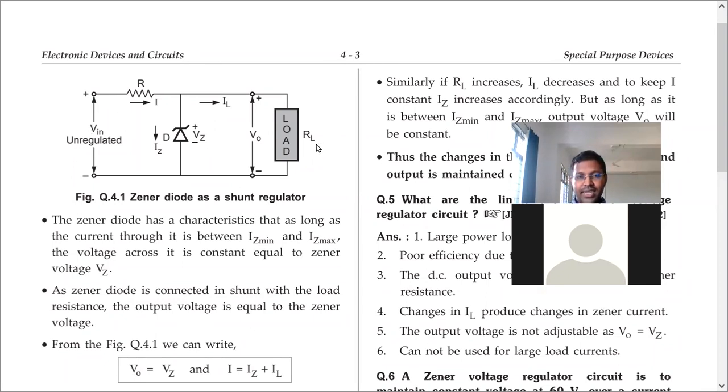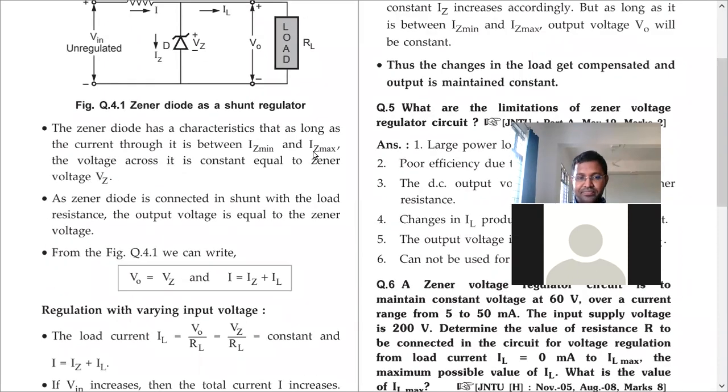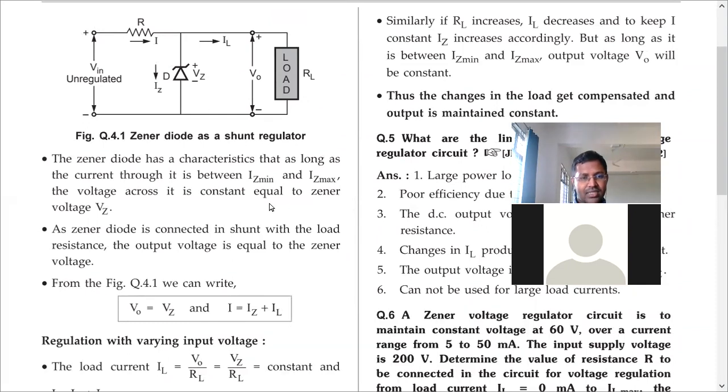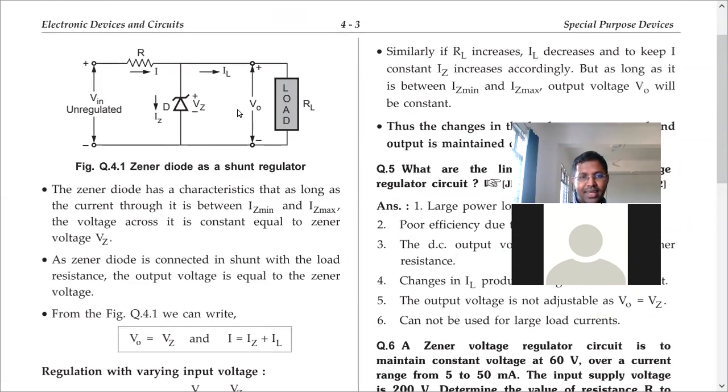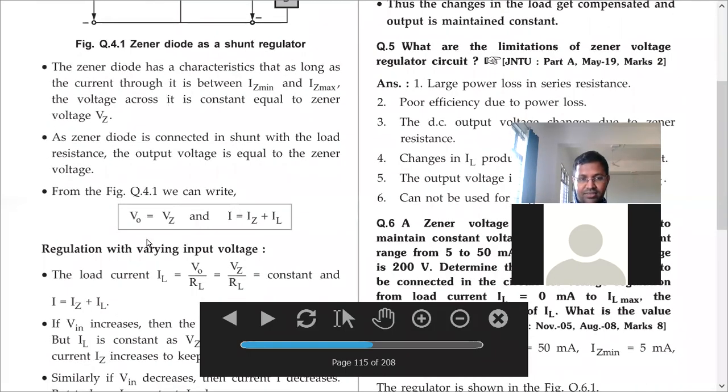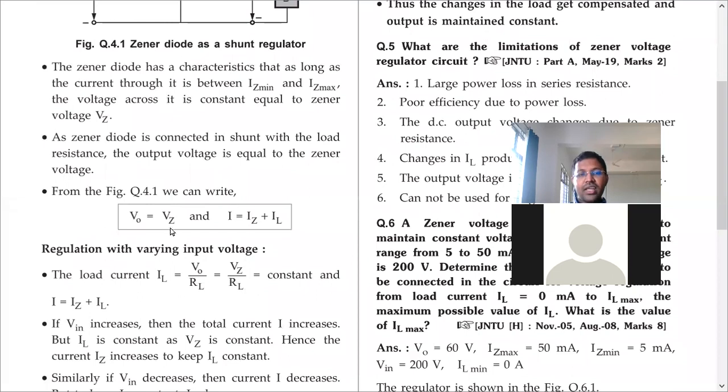So case 1, simple maths, this also we have seen in the previous classes. IL, by Ohm's law, is V naught by RL. Just now we have seen V naught is Vz. So IL is Vz by RL. In place of V naught, we are writing Vz. Then the same equation is written here.